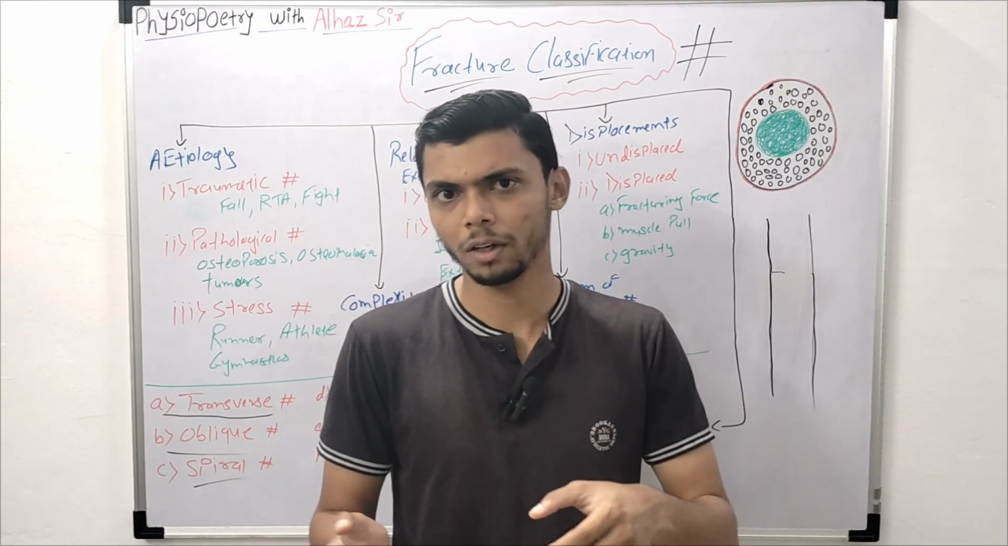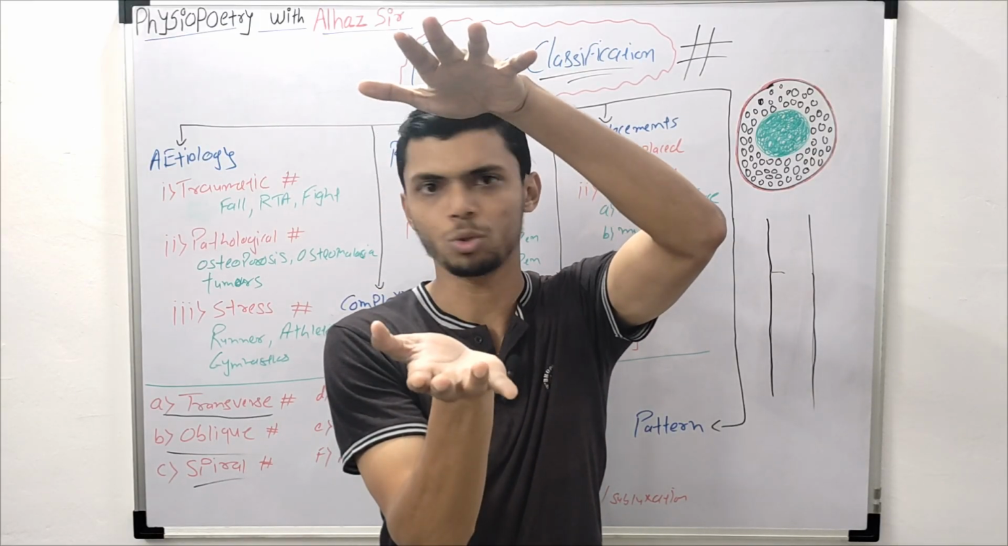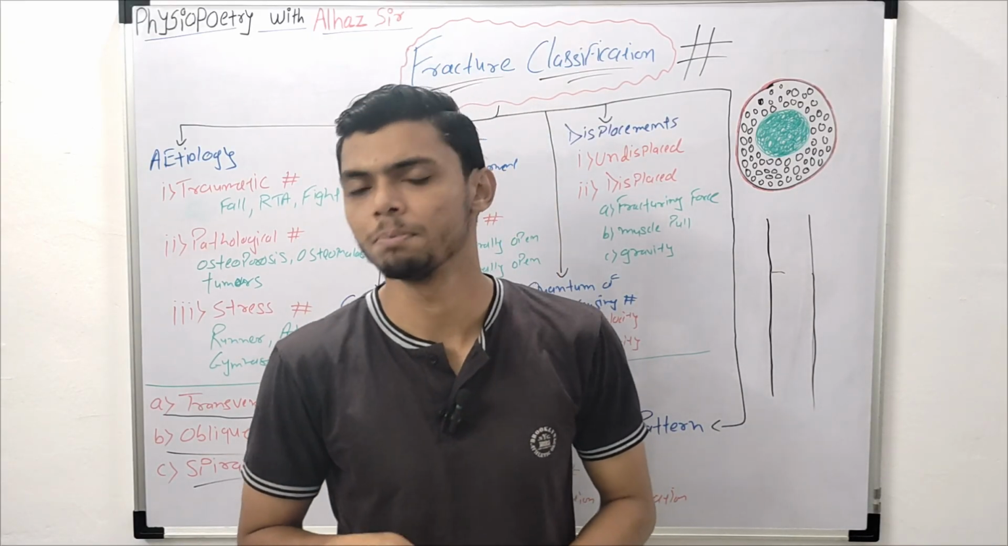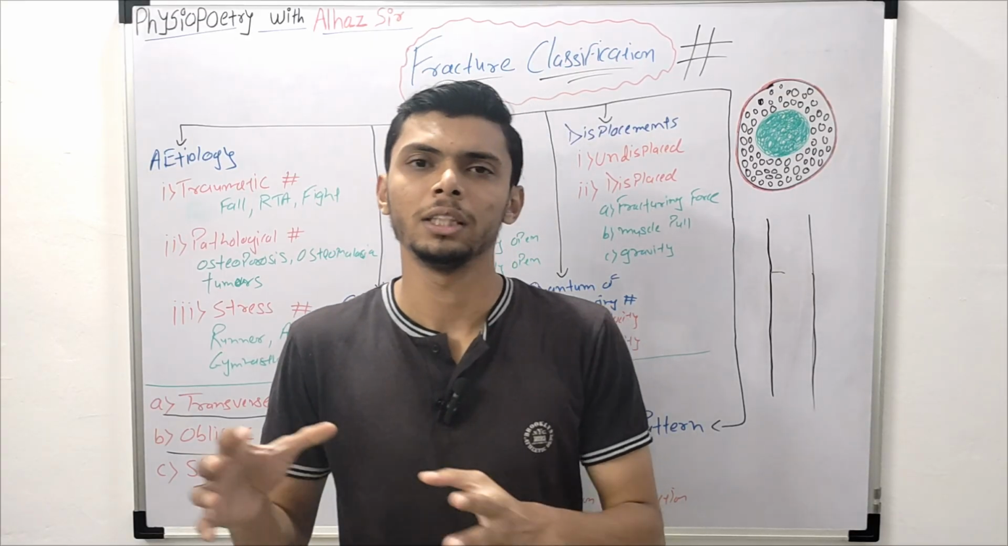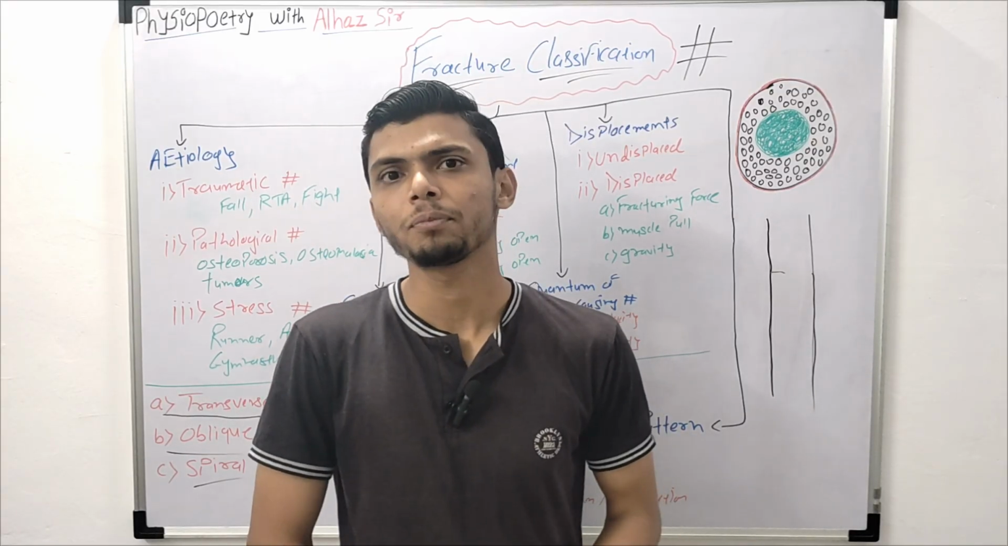The third degree of a sprain is where the whole ligament is torn, all the fibers are torn, and here surgery is a must. So according to this, you can classify ligament injury as grade 1, grade 2 and grade 3.